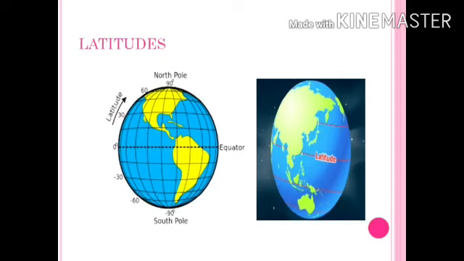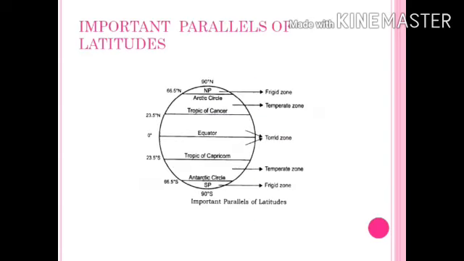The parallels are divided into two equal parts. One is northern parallels, another one is southern parallels. See, northern parallels means all parallels north of the equator are called north parallels. Southern parallels means all parallels south of the equator are called south parallels.